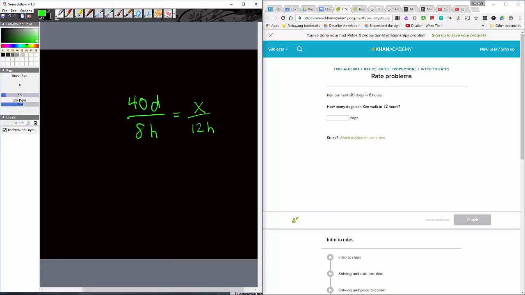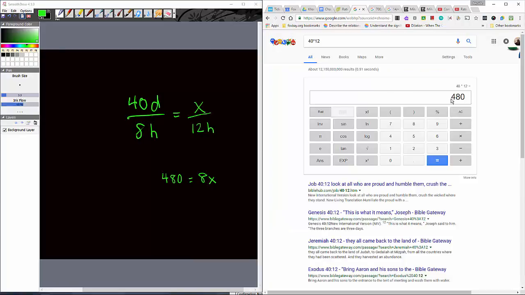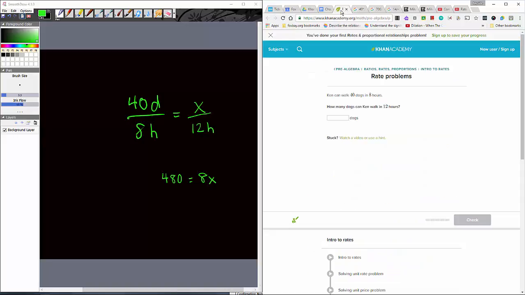So I'm going to take 400, or 40 times 10 is 400, and then 2 times 40 is 80. So I have 480 equals 8x. And let's just double check this to make sure that I did it properly. I get 480, and then I'm going to divide that by 8. And I get 60. So I should be able to walk 60 dogs in that amount of time. So I'll put down 60 here and hit check. And sure enough, works.